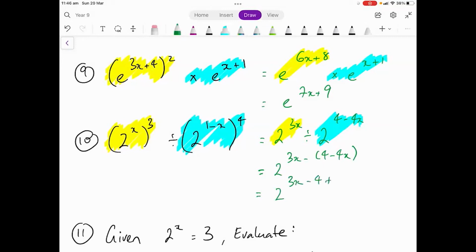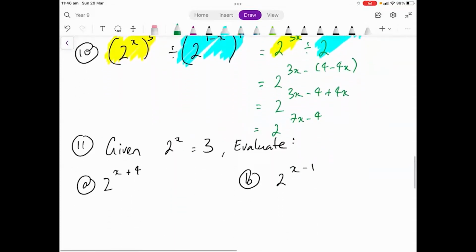Then we can expand those brackets. That becomes 3x minus 4 plus 4x. And we clean that up, 2 to the power of 7x, take away 4. That's my final answer.